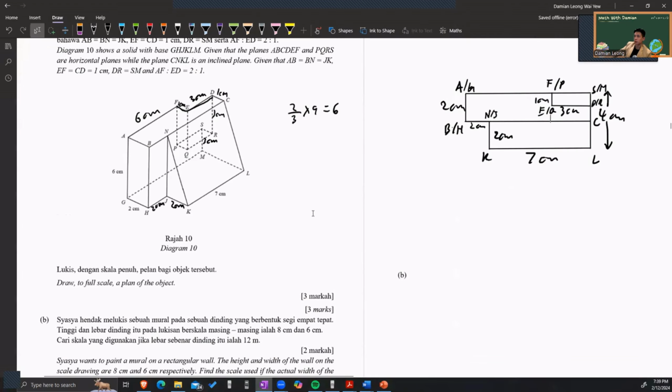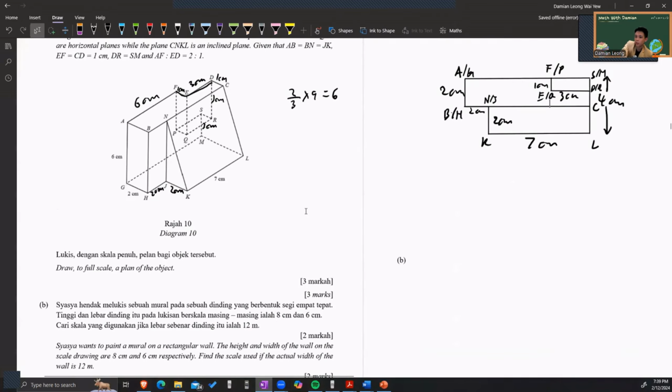Then part B. Okay. Shaza wants to paint a mural on a rectangular wall. Height and width of the wall on the scale drawing are 8 cm and 6 cm respectively. Find the scale used if the actual width of the wall is 12 meters. So, yeah.